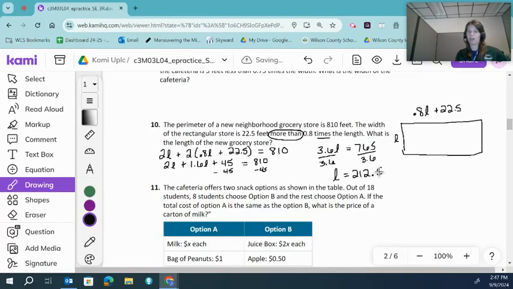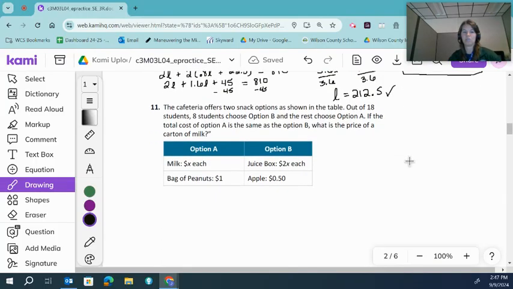212.5 here, okay? And then I can take this, substitute it back into my original equation here, and I can see that when I add all of this together, it is 810. So that is correct, okay? Now let's take a look at this next one.